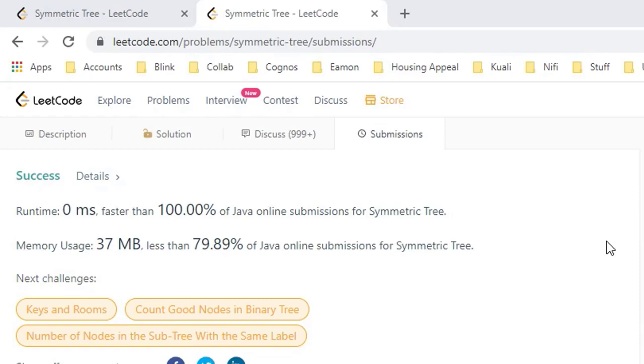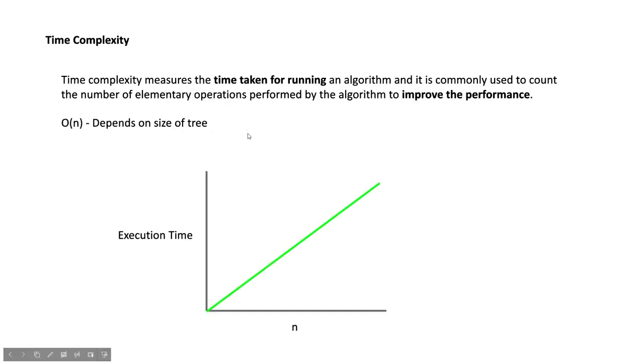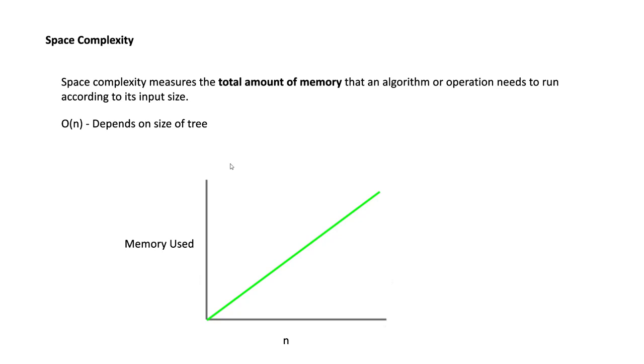Okay, and then finally, let's go through the time and space complexity. Time is O(n). It depends on the size of the tree. And space complexity is also O(n). More tree means more space.